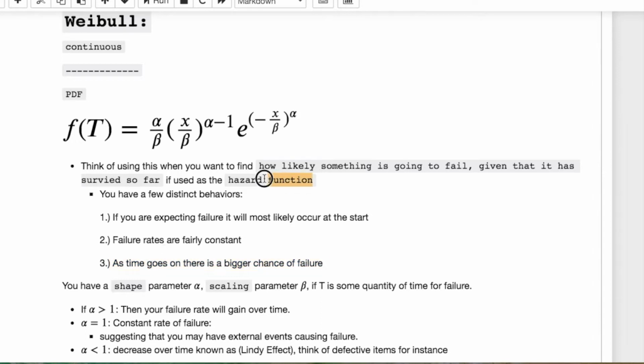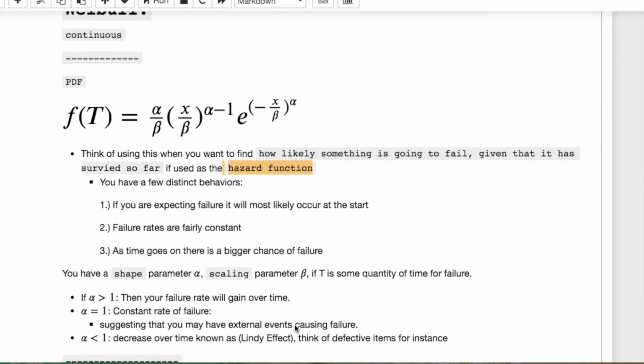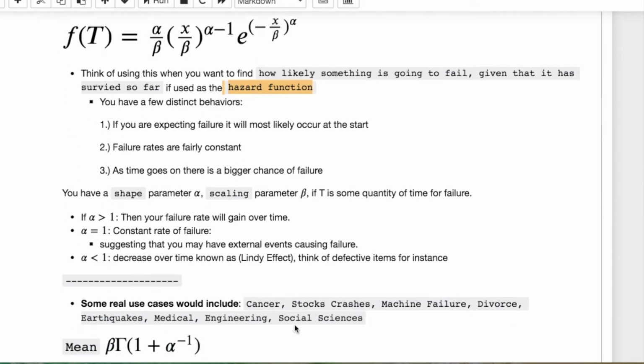And you could relate this to your hazard function. I'm not going into that today, but you could look at what's going on with that because it's very relevant in the real world. Here's some of the use cases that we have for this if you're interested. Now, you have two parameters to think about. Your shape, which is your alpha, and your scaling, which is your beta. And then you just have some time for your quantity to fail, right? Is what you're interested in.